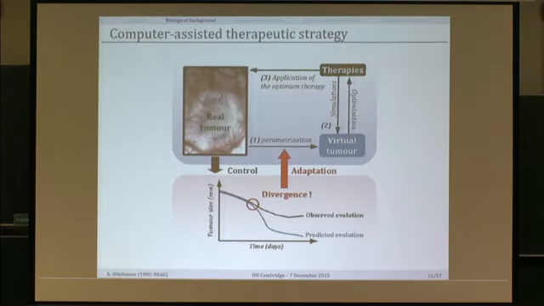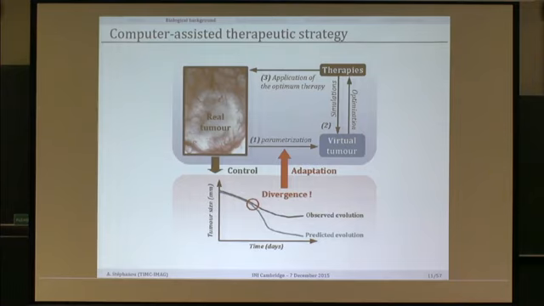To do that, we wanted to try the concept of a computer-assisted therapeutic strategy. The idea is the following. We have a real tumor. We make a parameterization of this real tumor to create a virtual tumor. Then we can optimize and simulate the therapies on this virtual tumor and make all the tests that we need. Then when we identify the optimum therapy, we apply it to the real tumor and observe the results. This is the tumor size, so we expect that the tumor size is going to decrease.